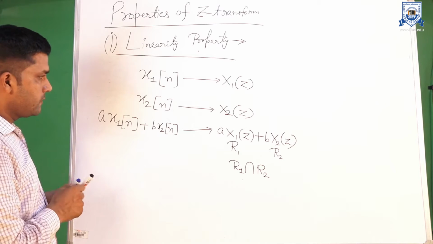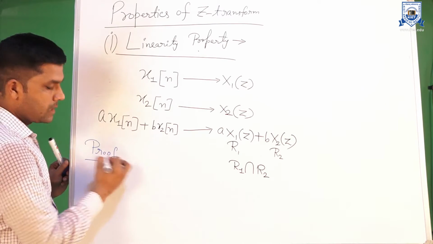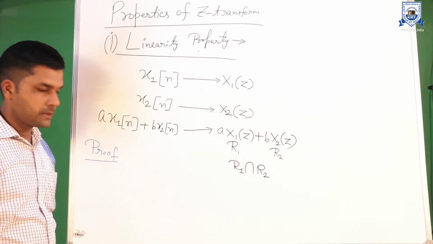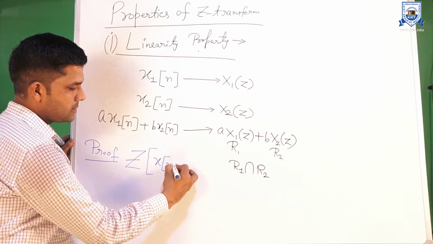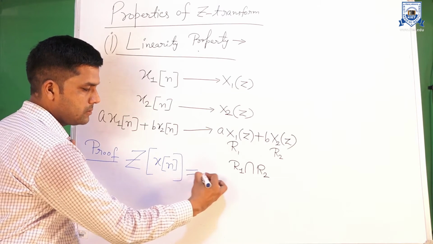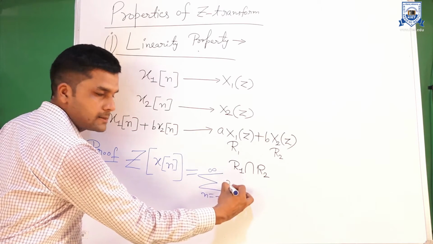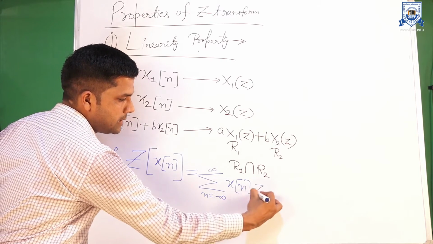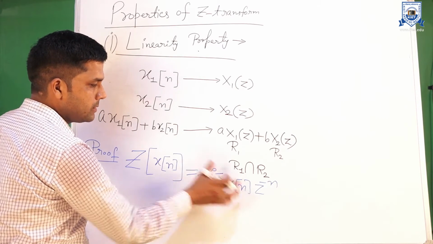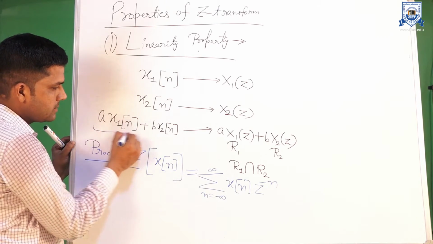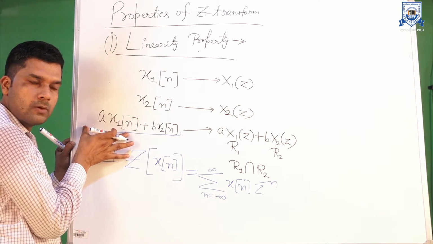So how to prove this property? We know the Z transform operation is defined as Z transform of x(n) equals the summation from n equals minus infinity to plus infinity of x(n) into z to the power minus n. Here x(n) is the total sequence, so x(n) is equal to a x1(n) plus b x2(n).